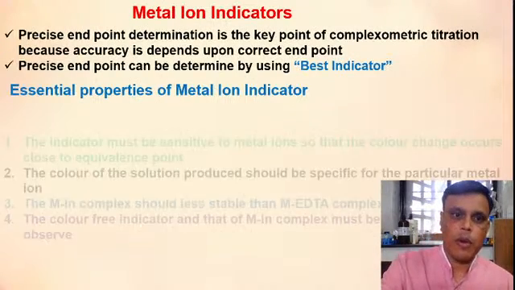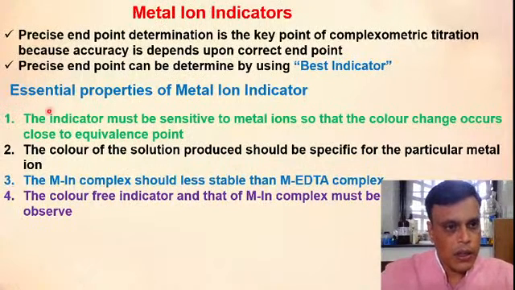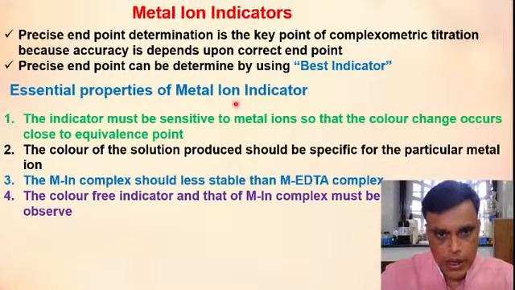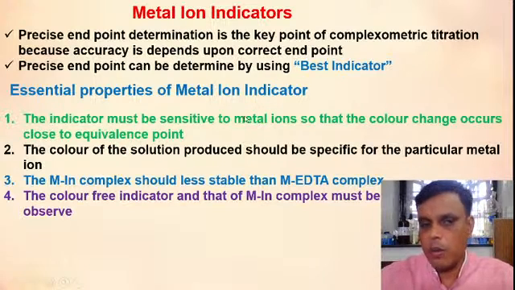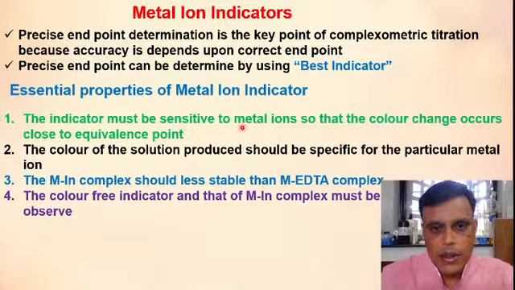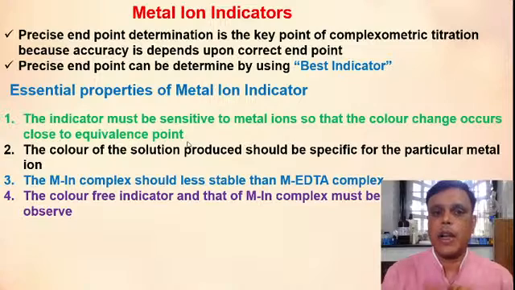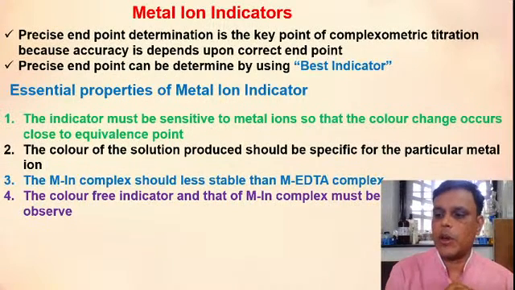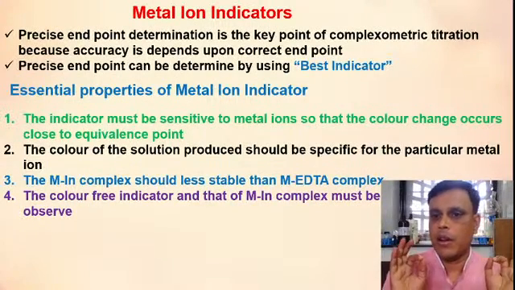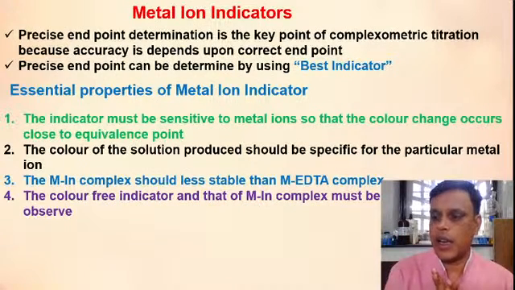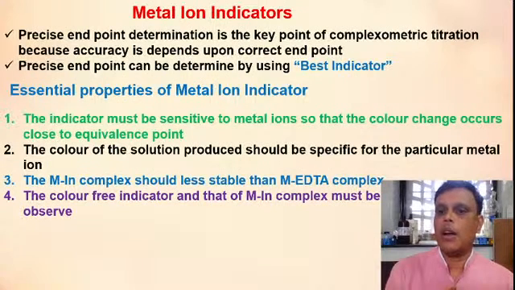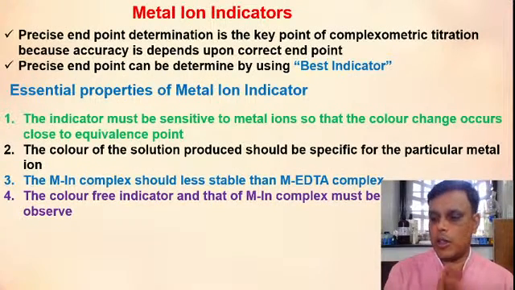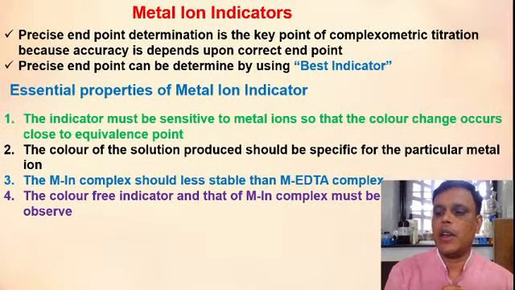ठीक है, so property number 1, see here, the indicator must be sensitive to the metal ions. This is the very first and very important property of metal ion indicator. The indicator must be sensitive to metal ions so that color change occurs close to the equivalence point. अगर आपका metal ion indicator sensitive नहीं है for that particular metal atom, then it will not give you a correct color change. So the metal ion indicator must be sensitive so that it will give you a correct color change near the equivalence point. This is the first property that metal ion indicator should have.